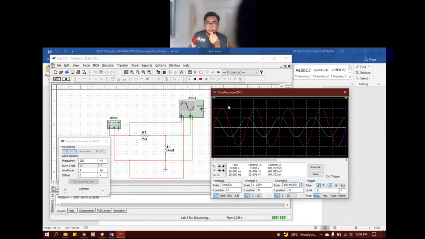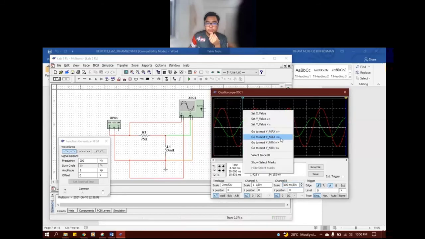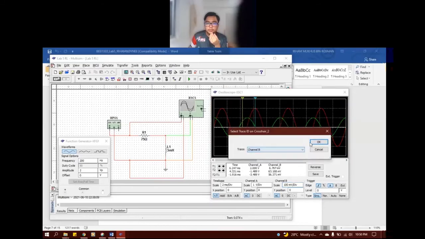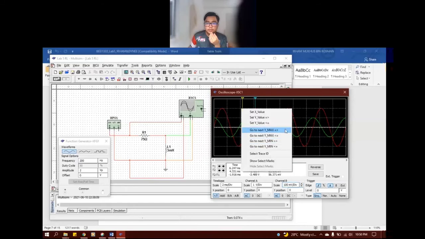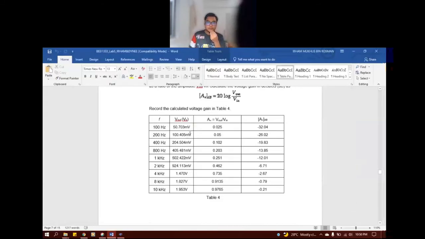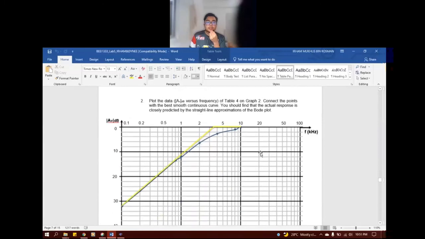As we have done before, let's adjust to the highest amplitude of channel A, and the highest amplitude of channel B to cursor number 2, 100.405 millivolt, and apply it to the table. This is what we get from the table. It's the same.